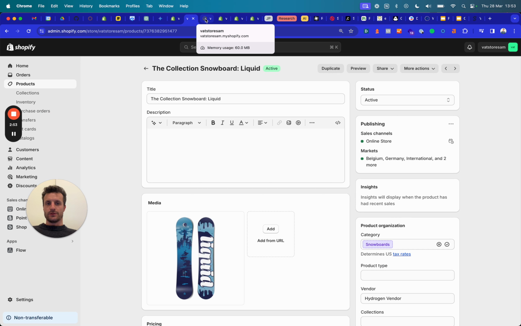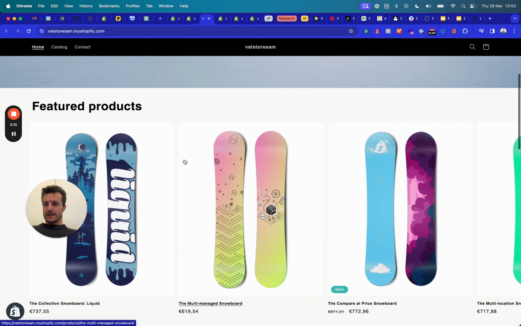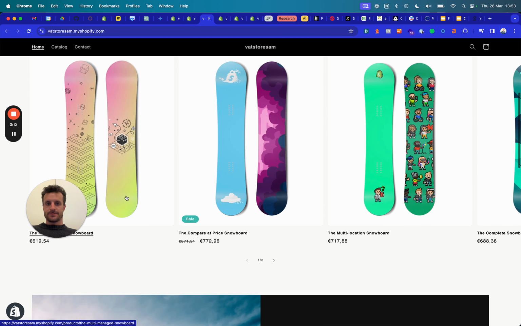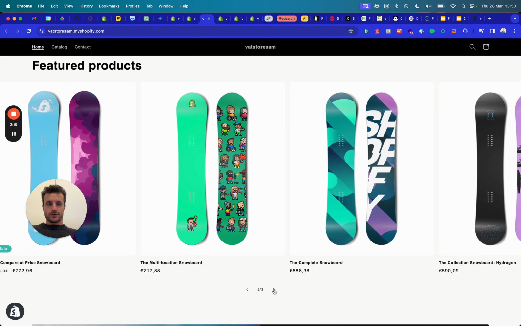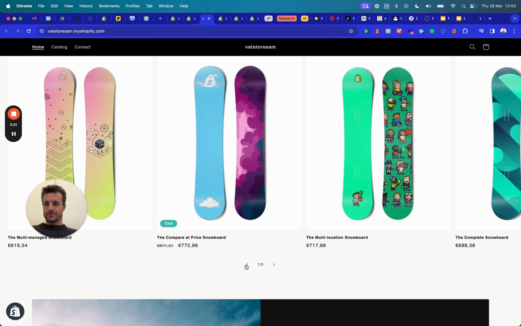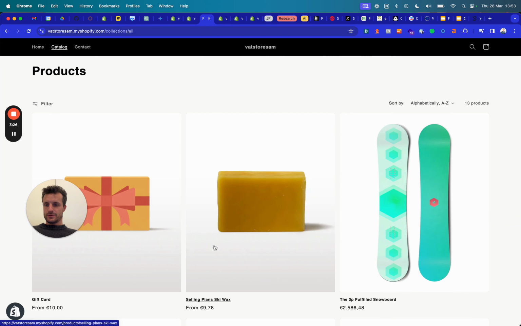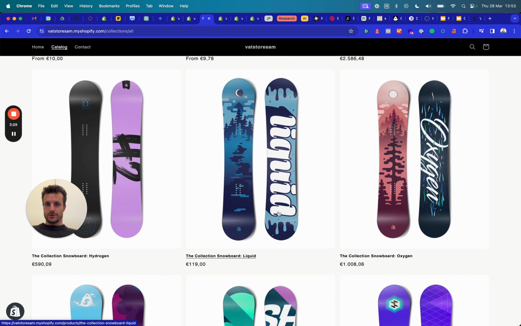Now let's go into the store itself and check the different price points and pricings in checkout to see if Shopify calculates all the taxes correctly, yes or no. So let's get into it. If I just refresh, I changed the price of the liquid snowboards. It's not here anymore, which is weird. But okay, shop products. Let's just see if I still find the liquid snowboard. So now it's priced at 119.